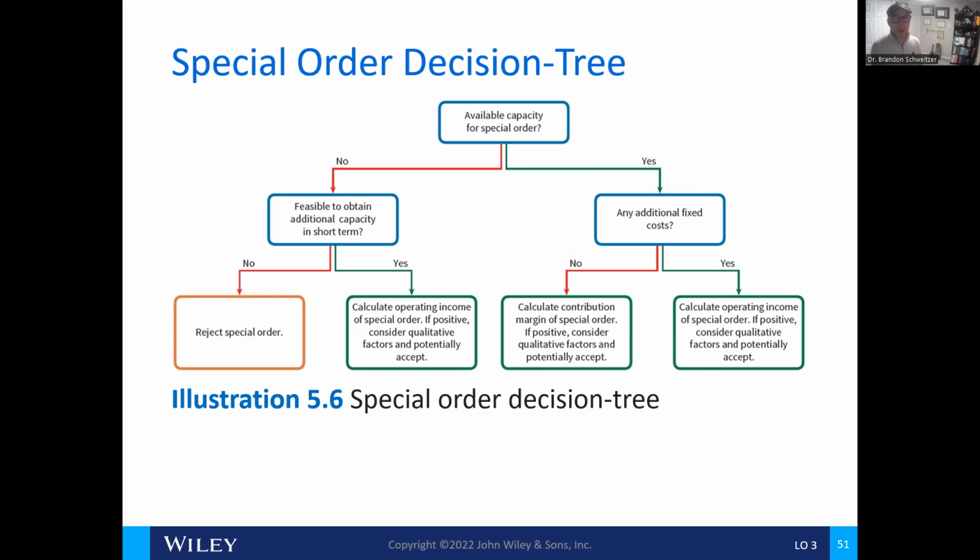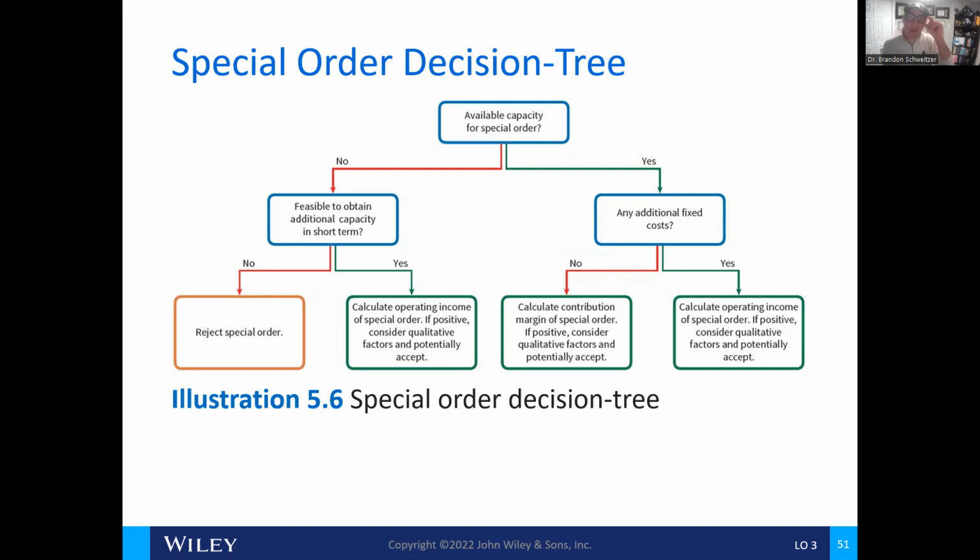Do we have the additional capacity to make that special order? If not, then we look at the possibility of adding additional capacity in the short term. If we cannot do that, then we would reject the order. If we can add additional capacity in the short term, we will calculate the operating income of the special order. If it's positive, then we would consider making the product and accepting the order.